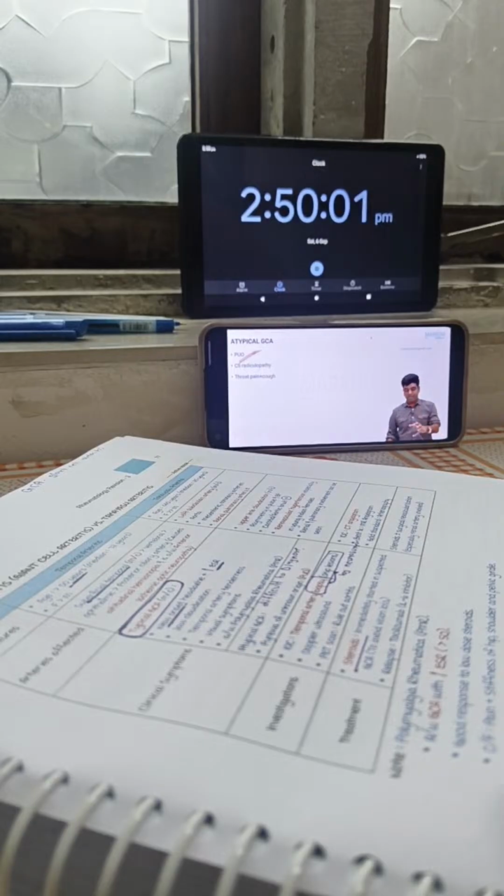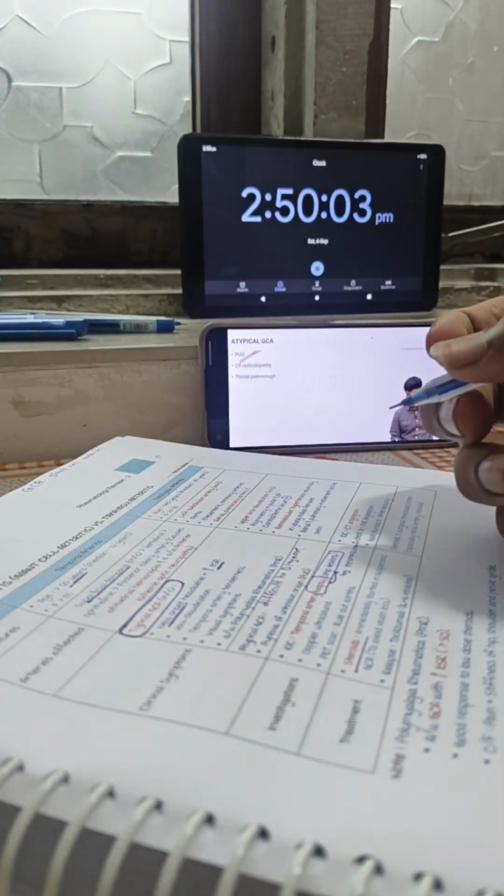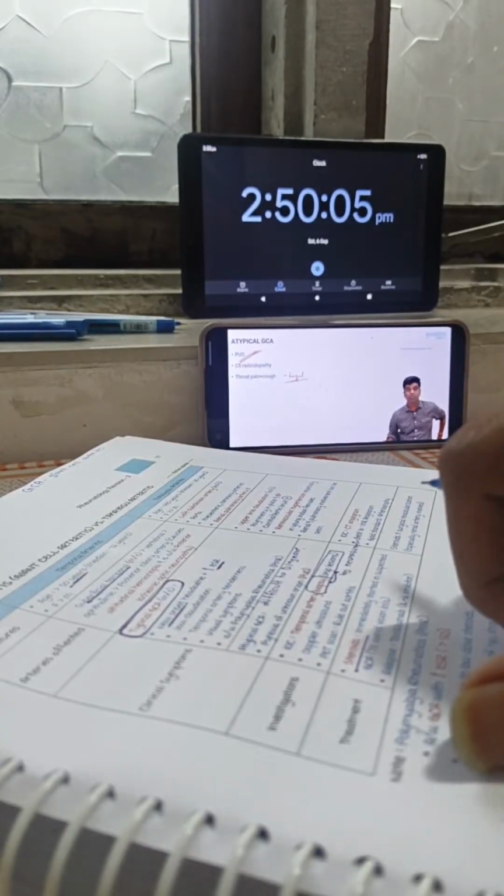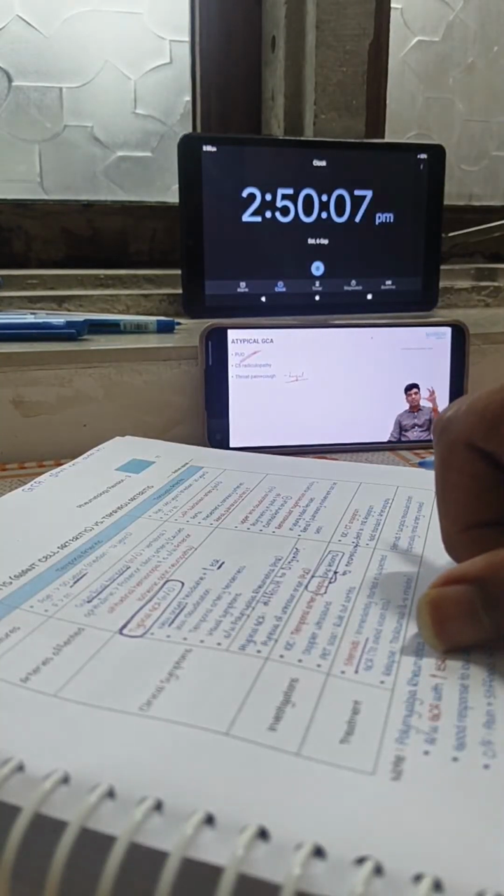The textbook says C5 radiculopathy and throat pain and cough and all that, but this is due to lingual artery involvement, this is due to radicular involvement, etc. But that's all very rare. When you think of atypical GCA, the only question possible for you is PO.